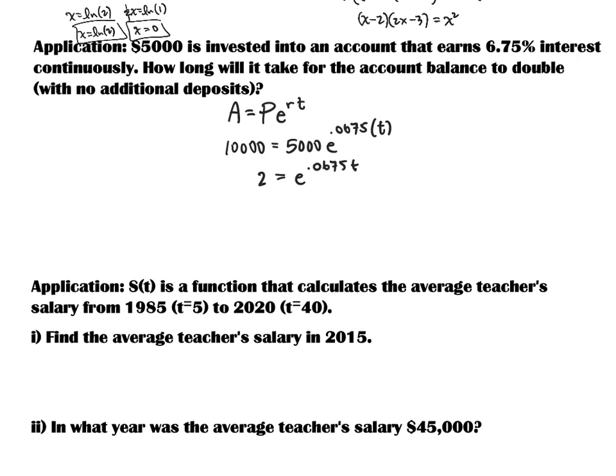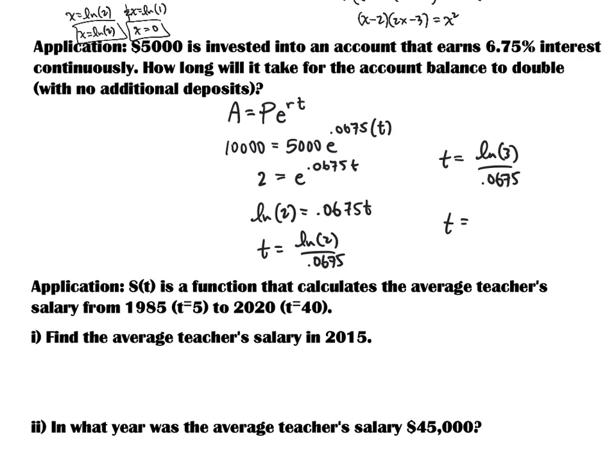I'm going to have to use my calculator, but before I can do that, I've got to isolate t. So I'm going to write this in logarithmic form. This will be ln of 2 is equal to 0.0675 t. So the amount of time it'll take to double will be ln of 2 over the rate, 0.0675. If I wanted to know the amount of time it would take to triple, it would be ln of 3 over the rate. For its half-life, I would take ln of 1/2 over its rate.